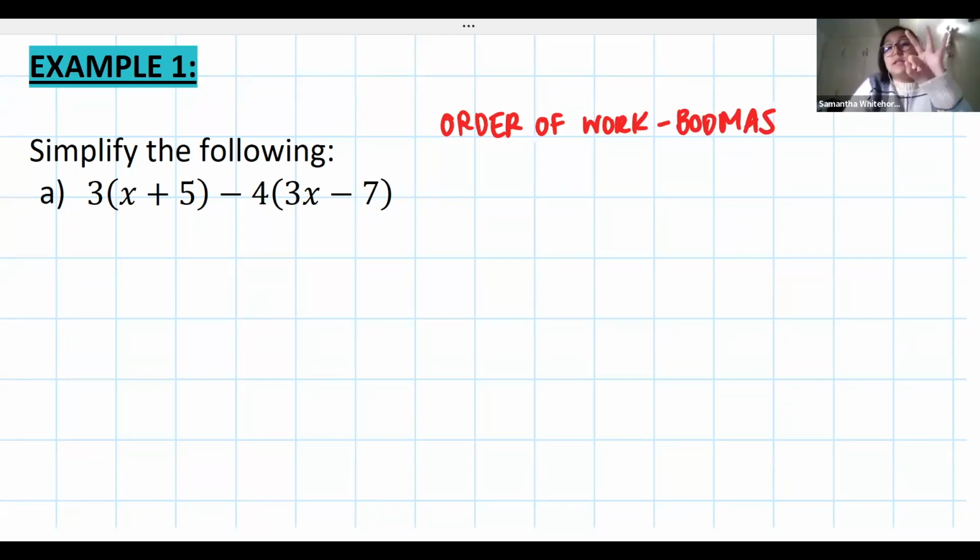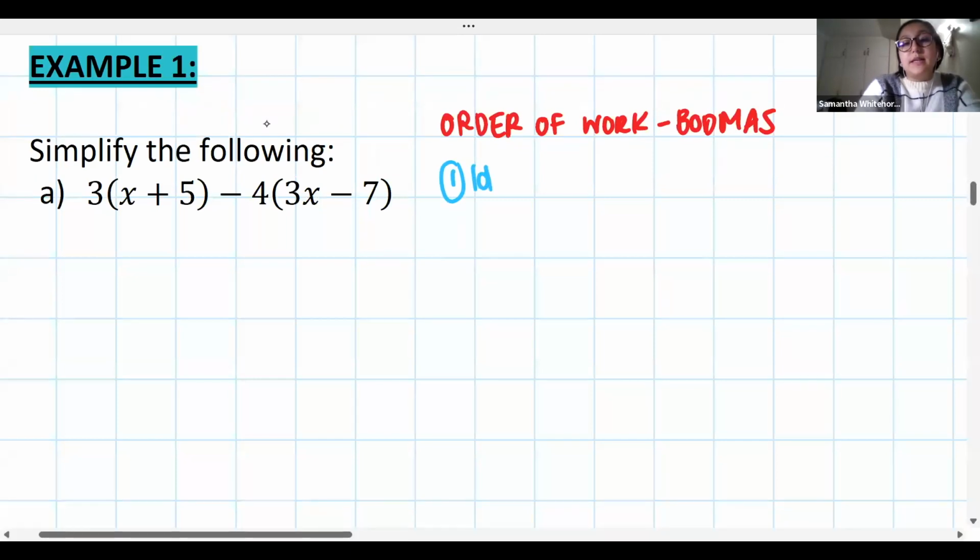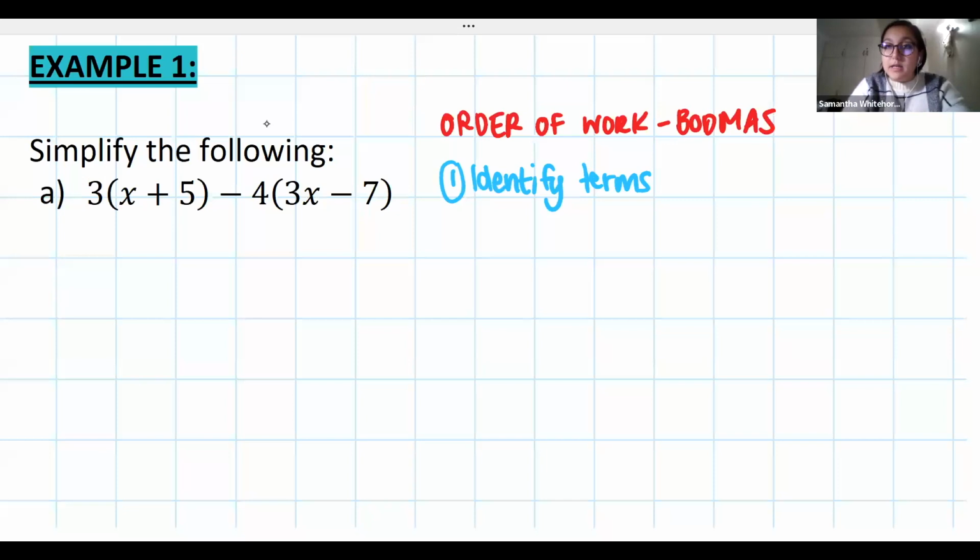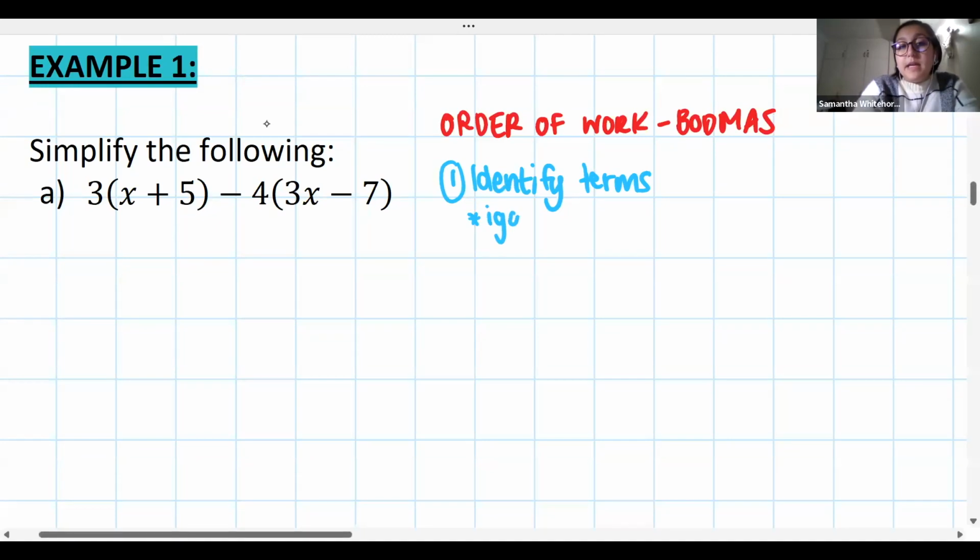So there are 3 steps that, if we follow them, will help you simplify correctly by following order of work. The very first thing that we want to do is identify the terms in our expression. Now remember, we identify terms by looking at plus or minus signs in the expression, but we ignore any plus or minus.